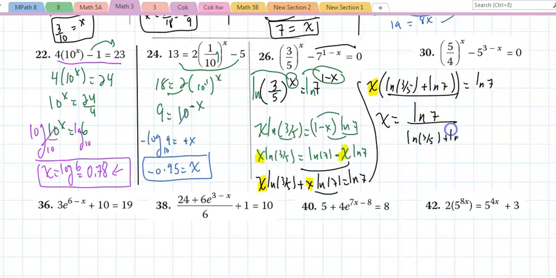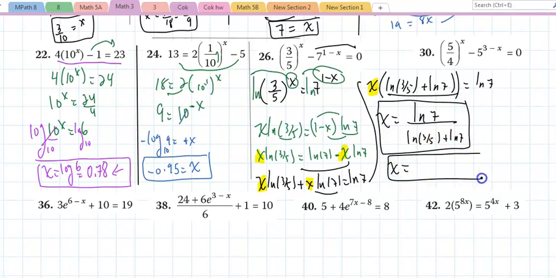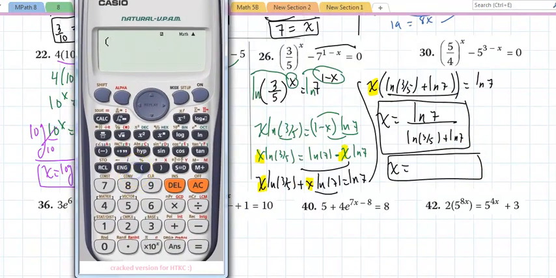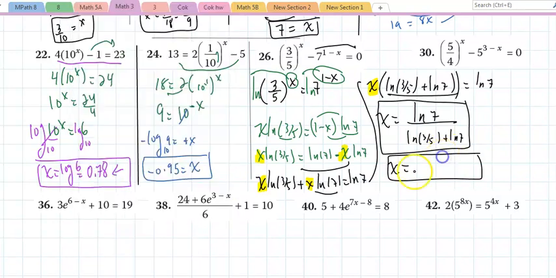Now, how would you input that in a calculator? Well, this is the exact answer. If I'm not allowed a calculator, that's what I'll do, but I am allowed a calculator. So what would I do with that? Well, I'll take parentheses, natural log of 7 divided by natural log of 3/5 plus natural log of 7. 1.36, and that's sufficient.